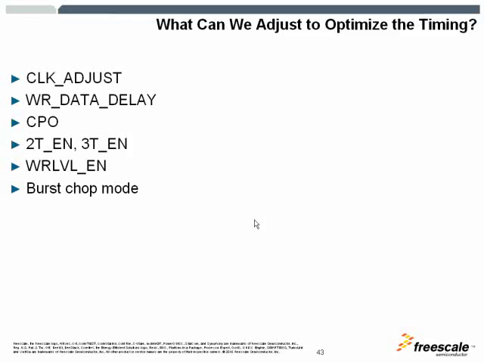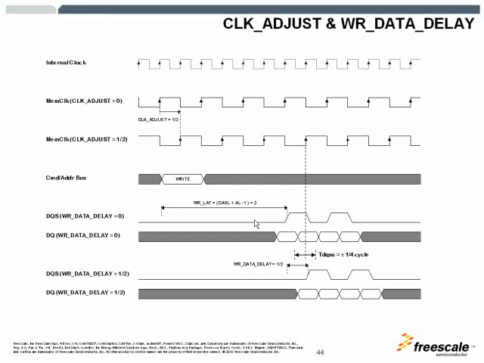So how do we adjust or optimize these timings, the parameters that are not part of the SPD? Here is the list of items that you need to pay attention to: clock adjust, write data delay, CPO, 2T, write level enable, and the burst chop mode. The details of each: clock adjust is that you need to shift the clock so it is center aligned to the address and command bus.